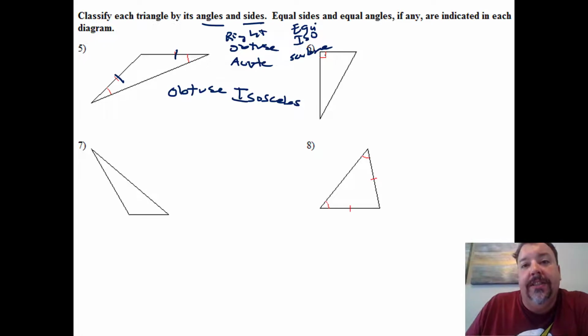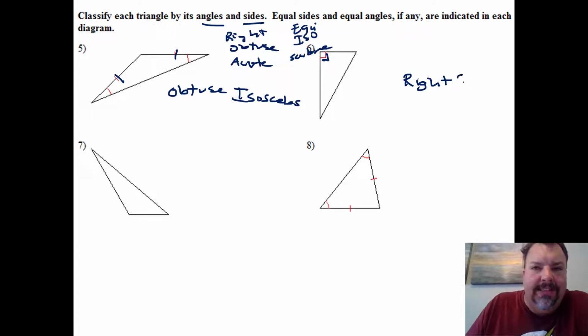For number 6, see that it has a little box right here. That's telling me that that's a right angle. Then I look at the sides. None of the sides are marked. So that means that all the sides have to be different lengths. That means it has to be a right scalene triangle.